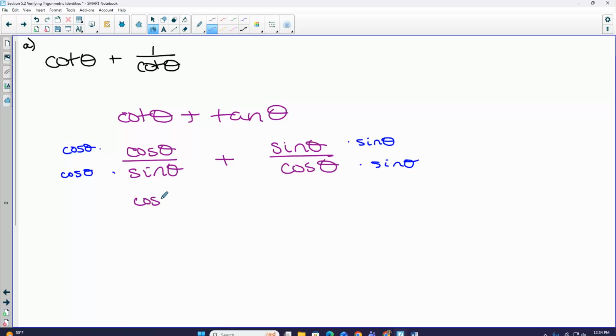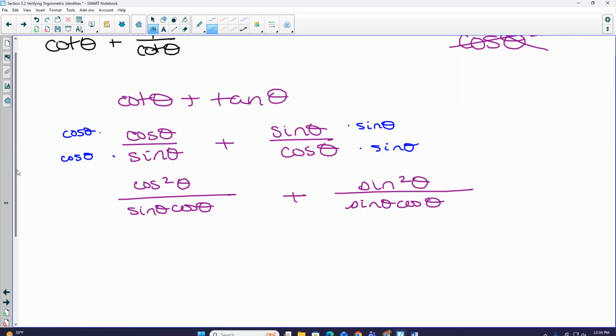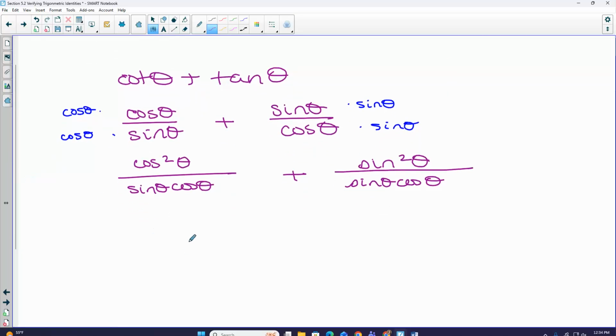So I have a cosine squared theta. Make sure you're writing it like this. Do not write this, that means your angle is squared. So you put the square after the cosine. Sine theta, cosine theta. All right, looks like I've gotten an uglier problem. How does this help me? They have the same denominator, so we can put them together.